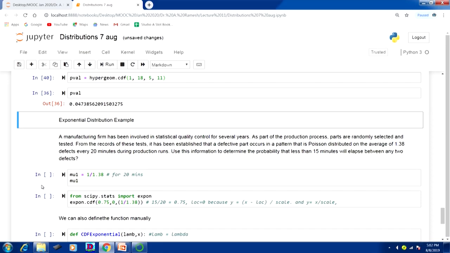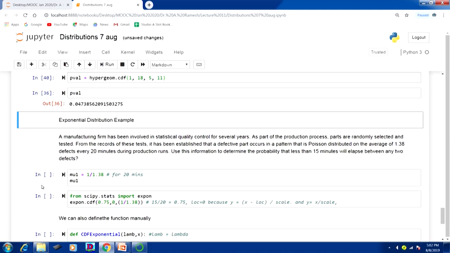Now, we will go for the next example on exponential distribution. We will take a sample problem. A manufacturing firm has been involved in statistical quality control for several years. As part of the production process, parts are randomly selected and tested. From the records of these tests, it has been established that defective parts occur in a pattern that is Poisson distributed, on an average of 1.38 defects every 20 minutes during production runs. Use the information to determine the probability that less than 15 minutes will elapse between any 2 defects.